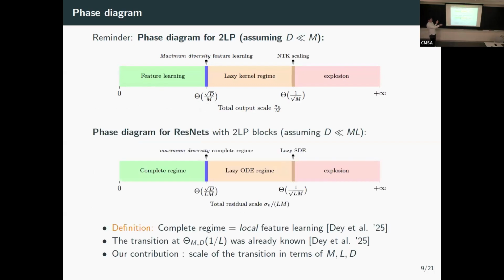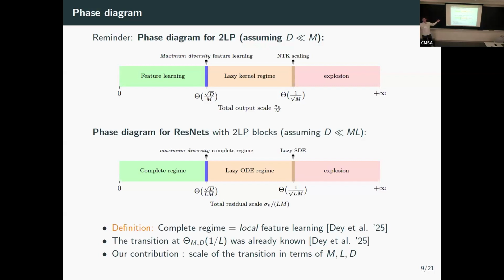So here this is the phase diagram for the ResNet. The horizontal axis is sigma v divided by L times M. So that's the scale of the residual block. And you have these various regimes that start from a complete feature learning regime. This was identified in a paper by Day and co-authors, among which Boris, Cengiz, so people in this room, which is a regime where feature learning is not really the good quantity you want to track in ResNet. What you want is that the weight matrix at each layer contributes in a non-negligible way to the change of preactivation of the same layer. So you want local feature learning.